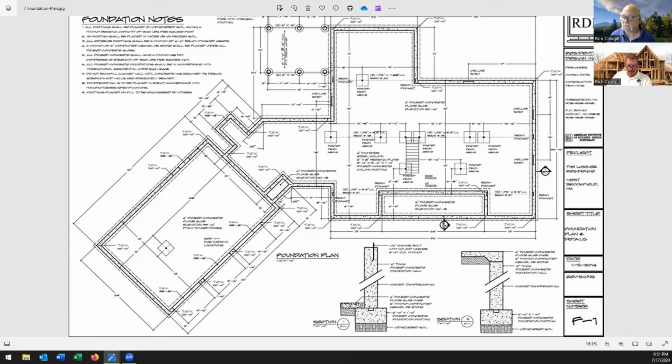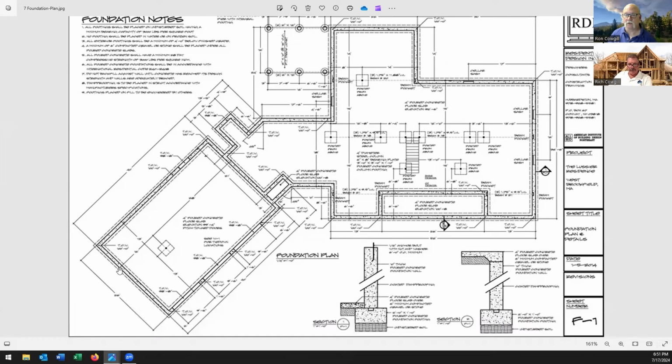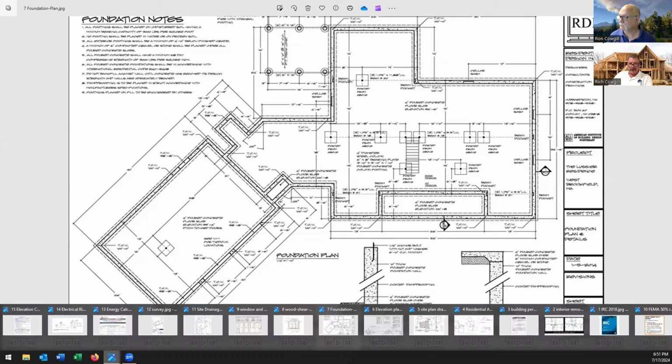Where I live, though, we have to have engineering done for what we call HVWZ, which is high velocity wind zone. Okay, hurricanes. But I think you're going to see the Midwest starting to adapt some of this stuff because of tornado damage.